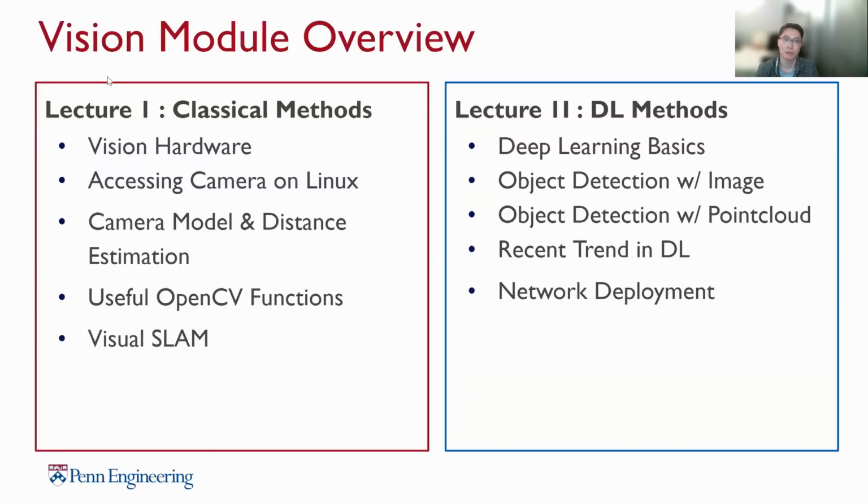So the vision module has 2 lectures and 1 lab assignment. The first lecture will be about classical methods. The second lecture is about deep learning methods in computer vision.